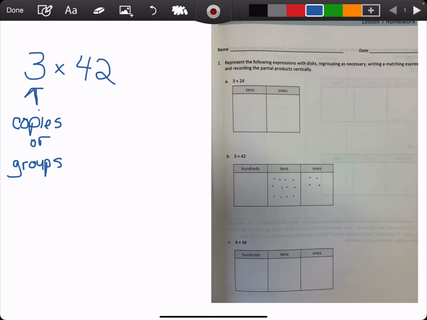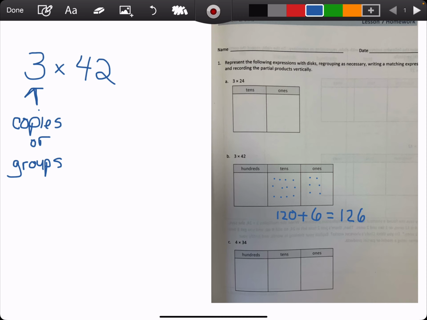4 10s, 2 1s. So I now have my 3 copies of 4 tens, which altogether I have 10, 20, 30, 40, 50, 60, 70, 80, 90, 100, 110, so that was 120. And my ones, 1, 2, 3, 4, 5, 6. I now have 6 in the 1s. So I'm going to use that after to double check. So 120 and 6, my answer should be 126.